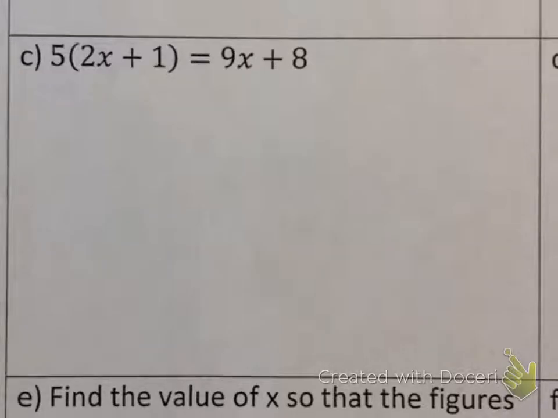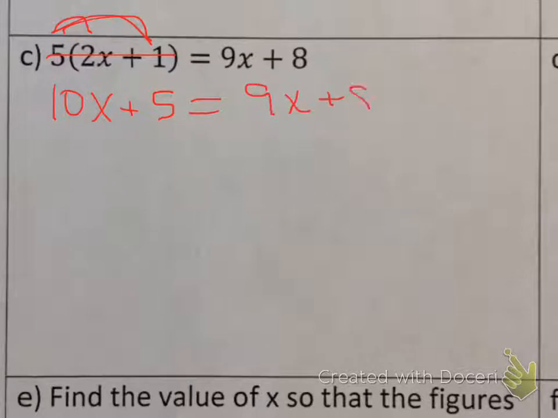All right, this next one has a set of parentheses in it. Anytime we have a set of parentheses, we want to multiply through to make sure that they're gone. So I'm going to take this and distribute it through to both parts inside the parentheses. So 5 times 2x is 10x. 5 times 1 is 5. So instead of having this part right here, I'm going to write that as 10x plus 5. And then that will be equal to 9x plus 8.